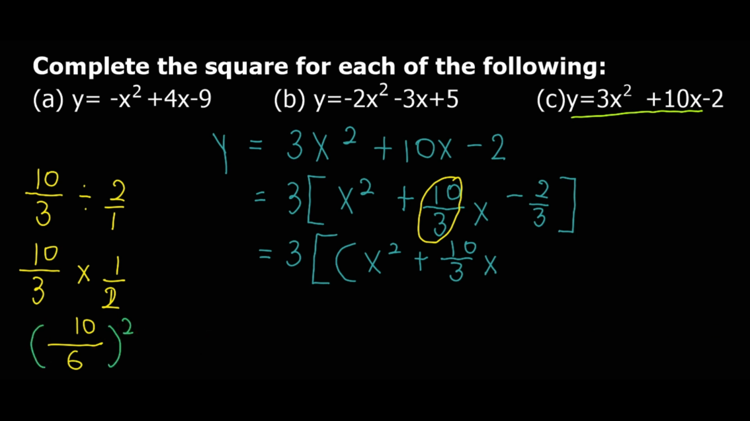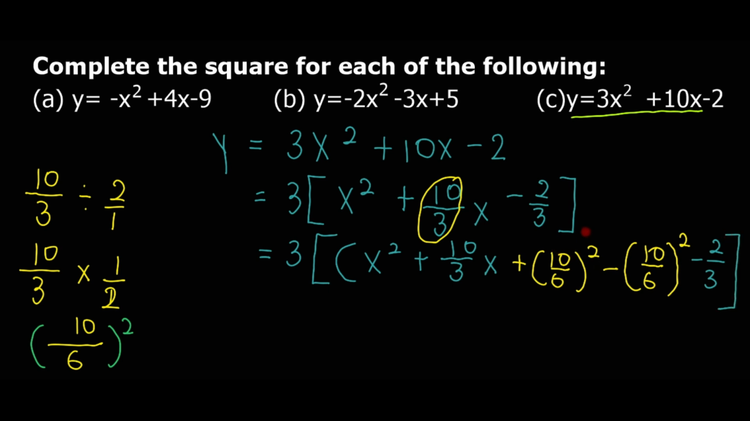So we write plus 10 over 6 all squared, and then minus 10 over 6 all squared, and then this one, which is negative 2 over 3. Then remember the first three terms, we put in a bracket. And then from there we write it as a binomial.